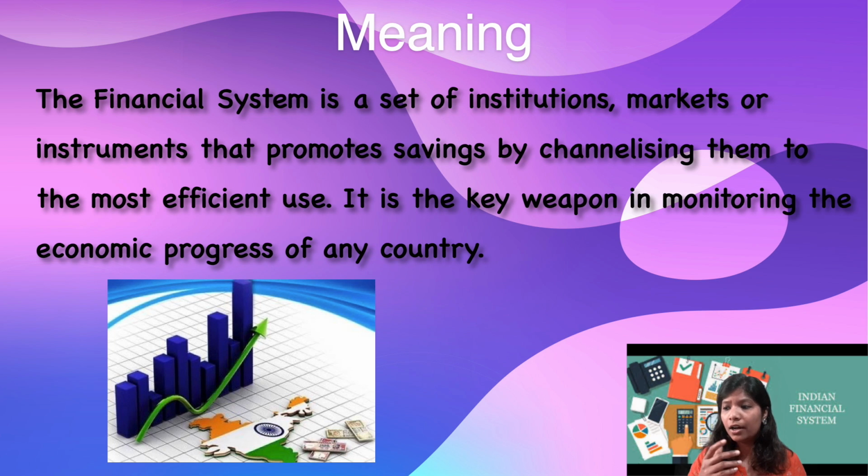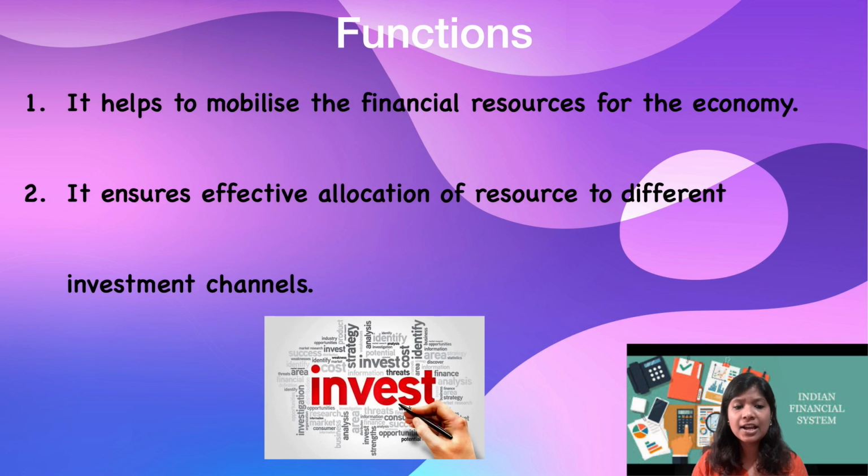Let's say Nirmala Sitharaman, as I told, is the finance minister of our economy. She mentioned a 6% growth rate of Indian economic progress that they had planned, but they are not able to keep it up. Why? Because the flow of funds is not able to channelize. Is that clear? Did you guys understand what is the meaning of Indian financial system and how the money flow works? Let's go to the next topic, functions.